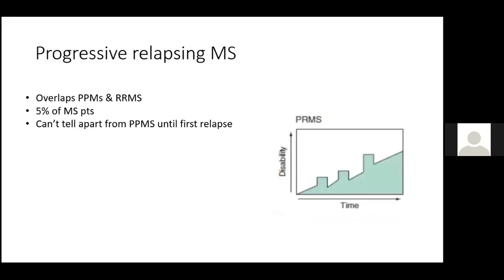And progressive relapsing MS. Again, that's a bit of an overlap between primary progressive and relapsing remitting. A very small minority of MS patients present this way. It's hard to tell the difference between this one and primary progressive MS until they have their first relapse.